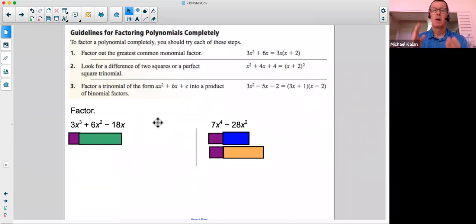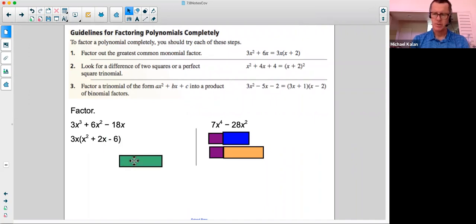So again, first step, is there a GCF? Is there a GCF here? Yes, 3 goes into 3, 3 goes into 6, 3 goes into 18. And x is in each of the terms, x to the first. So we can factor out a 3x. Then what's left inside the parentheses? Well, 3x times x squared makes 3x cubed. 3x times 2x makes 6x squared. And 3x times negative 6 makes negative 18x.